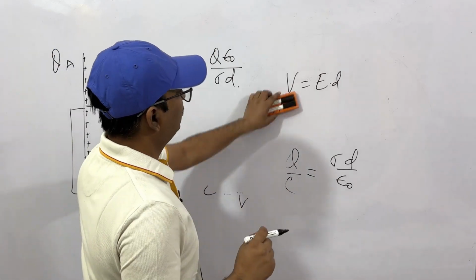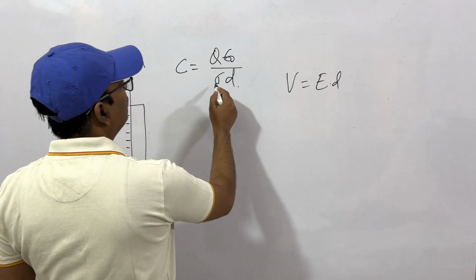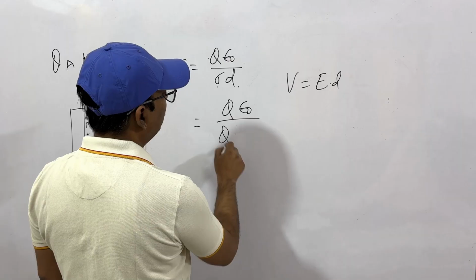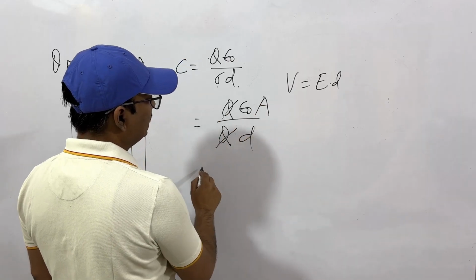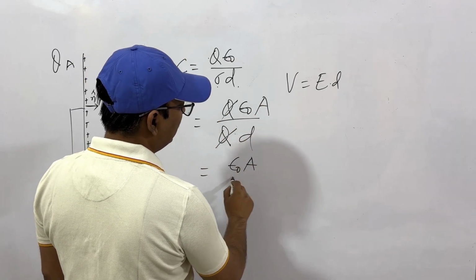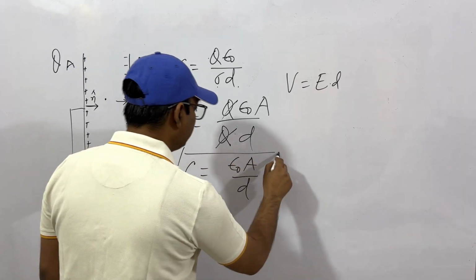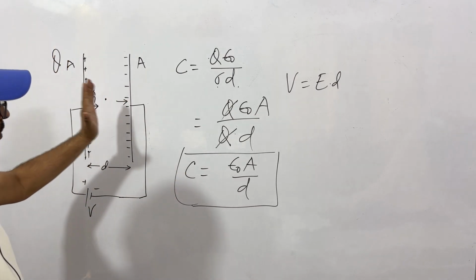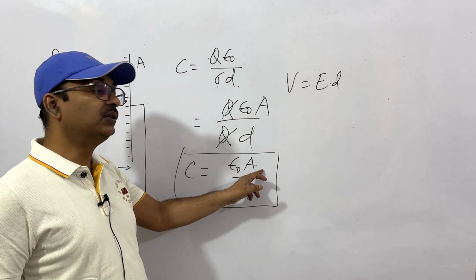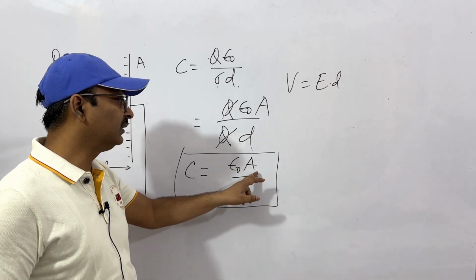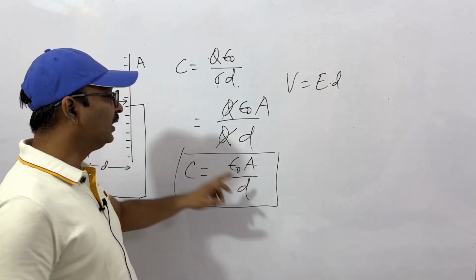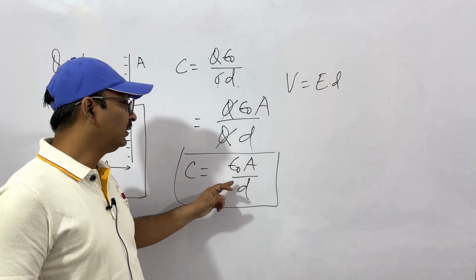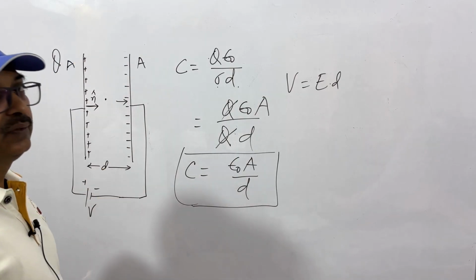And in terms of Q, sigma is Q by A. So C is Q epsilon 0 divided by Q by A into d. So Q cancels, and what you finally get is epsilon 0 A by d. This is your capacitance. From here you get a very important result: the capacitance of this parallel plate capacitor depends only on its geometrical characteristics. That is, it depends on the area of the plate and the distance between the two plates. It does not depend on any other value. It is dependent only on the geometry of this capacitor.